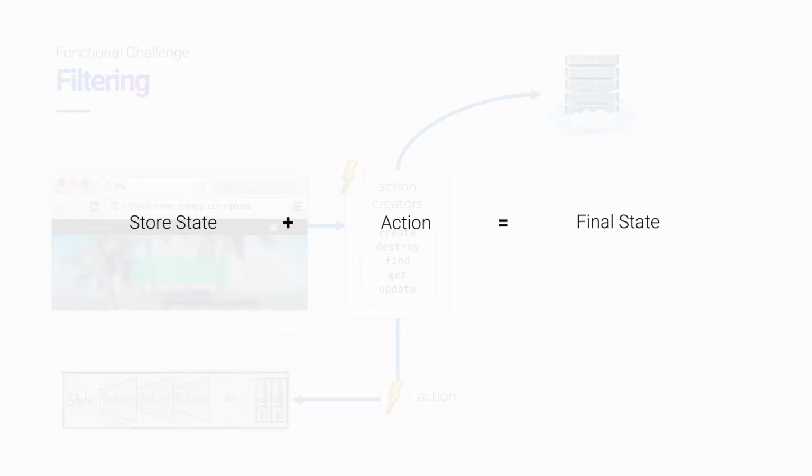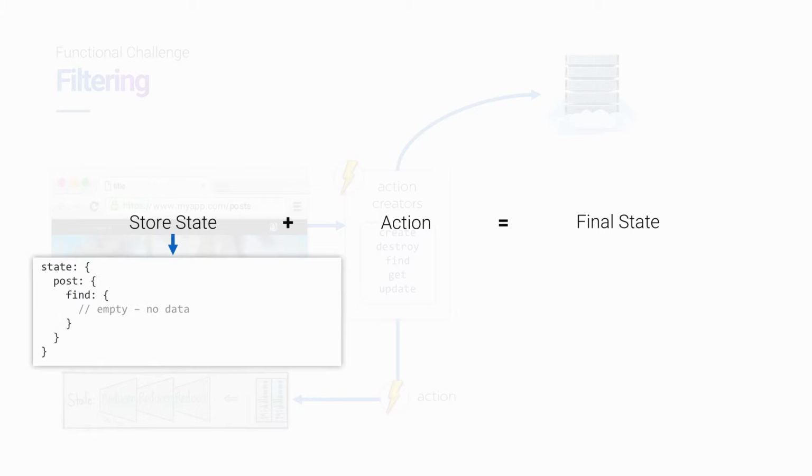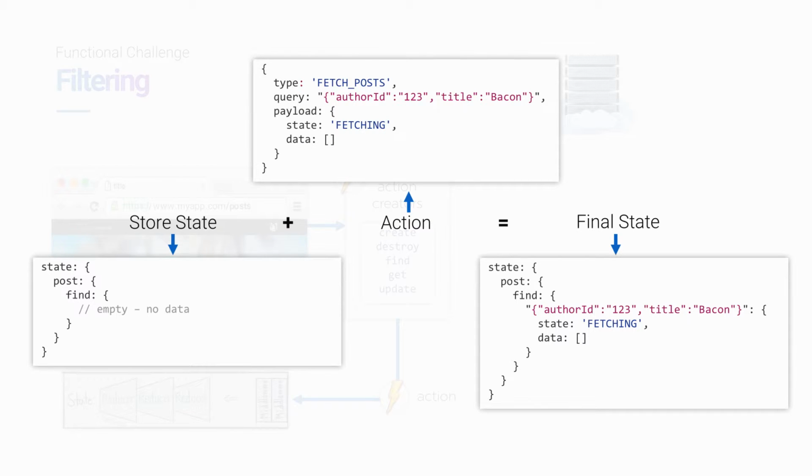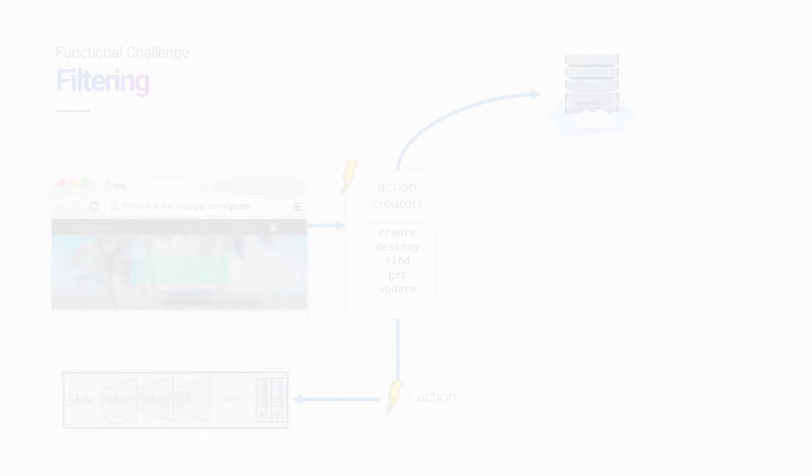Recall that the way the store works is that we take the initial state in the store, and then reducers process the action, and we end up with a final state that the application is notified about. So our initial state in this case is empty since we have no data. And our action declares that a request to fetch our query has been sent out. What happens next is that the find reducer looks at the query and knows that it should associate it with the corresponding payload. Once that happens, we end up with this final state where the value for state.post.find is an object, where the key is the query, and the value is the corresponding payload.